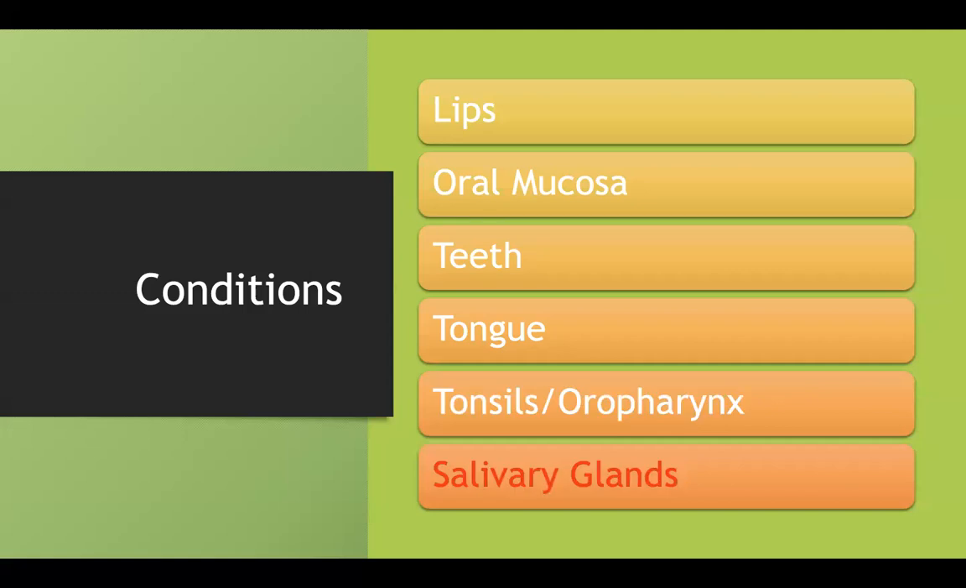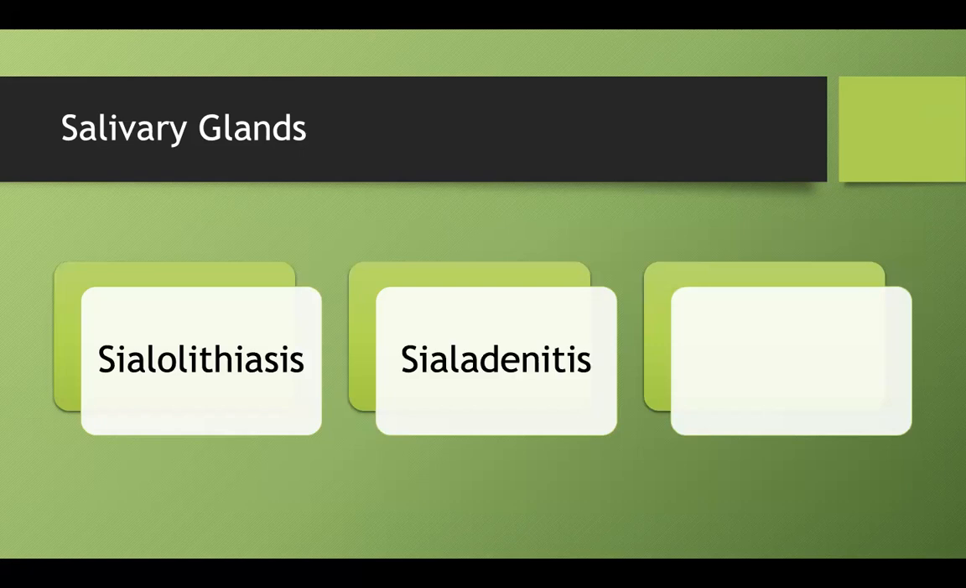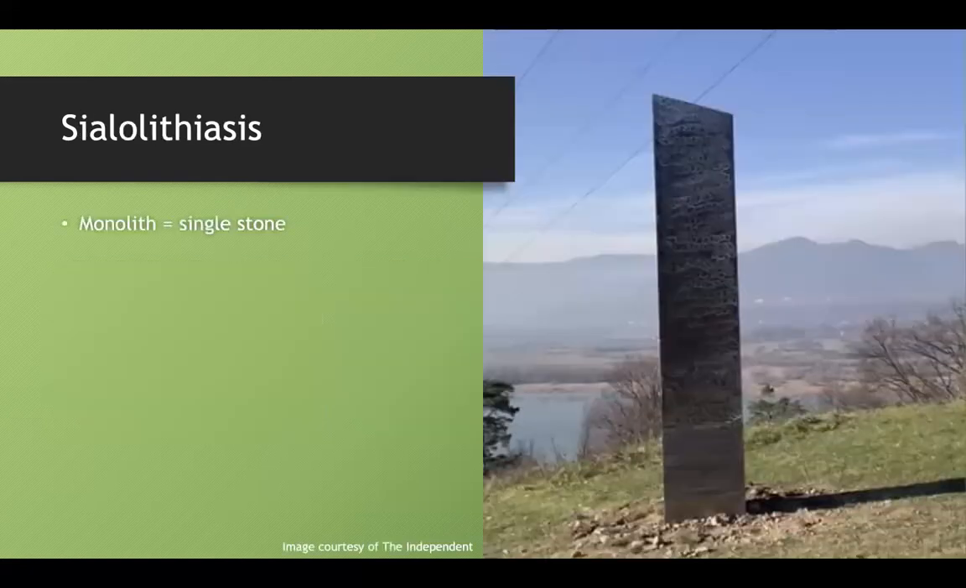Okay, now let's actually talk about what you all came here for. GI stuff, right? So salivary gland stuff. You can get sialolithiasis, sialadenitis, and salivary gland tumors. Okay, so sialolithiasis, the tongue twister word.